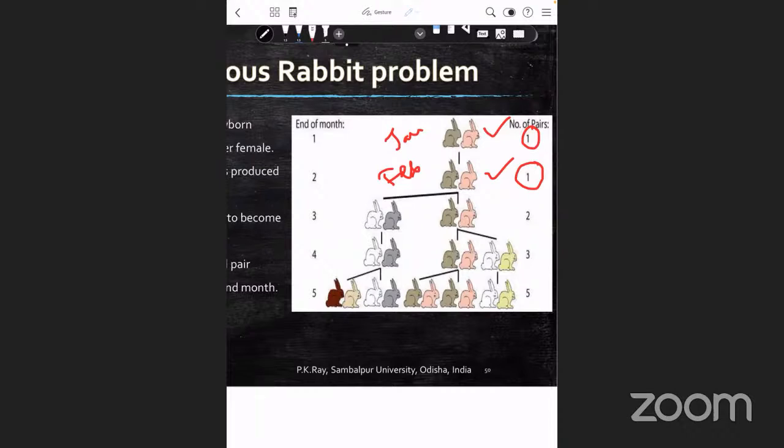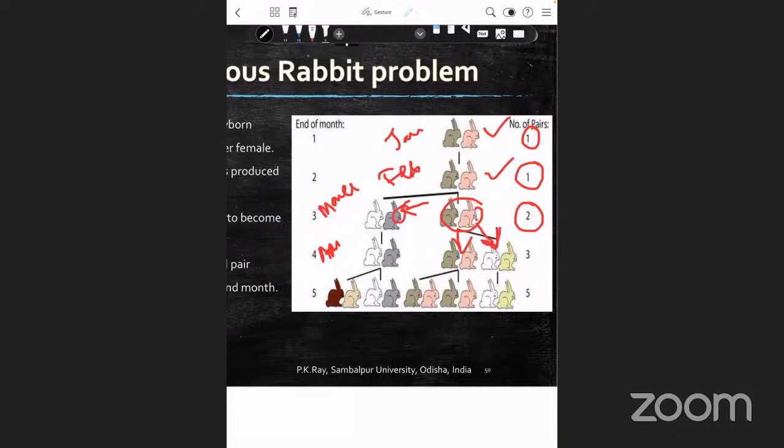So they produce a mixed pair. This pair produced a mixed pair here. So how many pairs in the third month? That is in March, we have 2 pairs. One is the original matured pair, and now a newborn baby pair. Again, in the month of April, what will we get? This mature pair again produces a newborn pair.